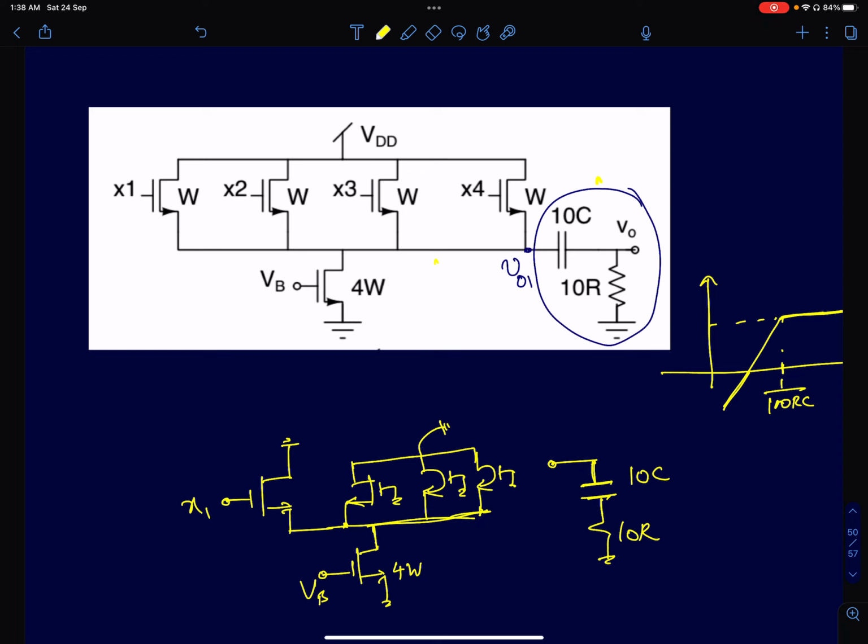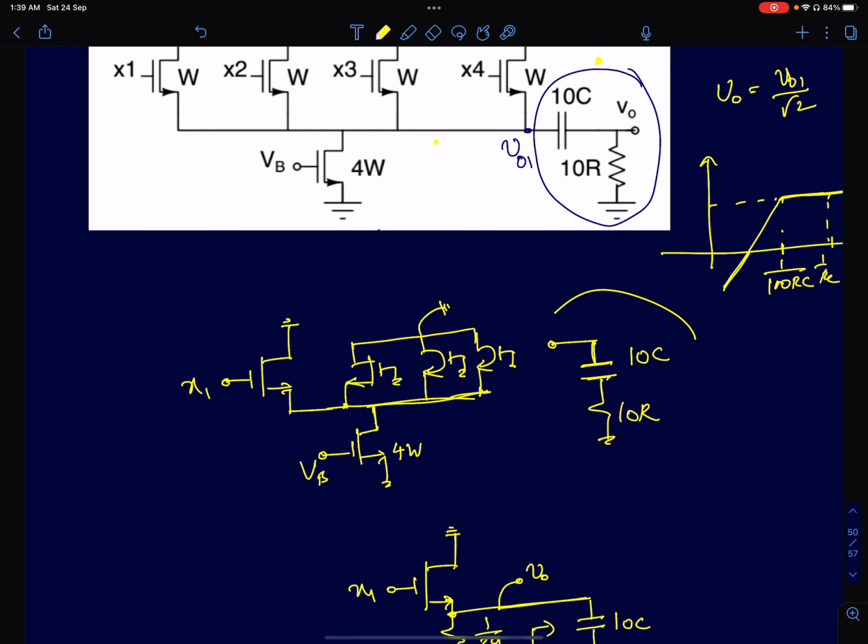And at 1 by 100 RC, you can say that V0 will be VO1 by root 2. The magnitude will be root 2, phase will be 45 degrees off. But if you are far away from 1 by 100 RC, for example, let's say at 1 by RC, the phase shift will be 0 and gain will be 1. So input will appear as it is at the output. Or even at 100 by RC, the same condition holds, input will appear as it is at the output. Now, will this 10C and 10R have any impact on my circuit?